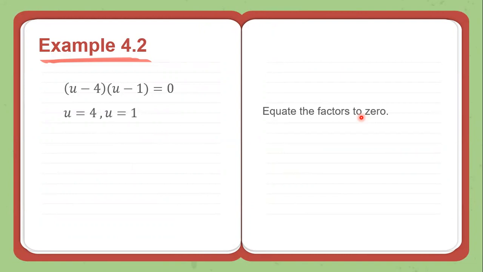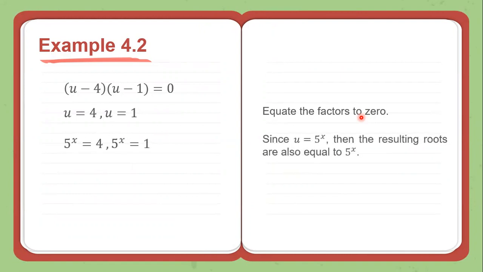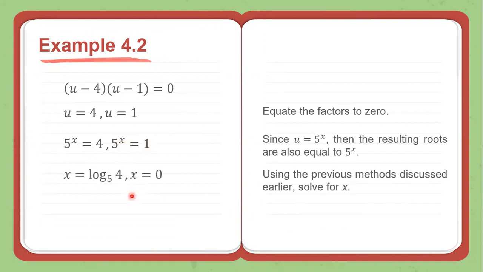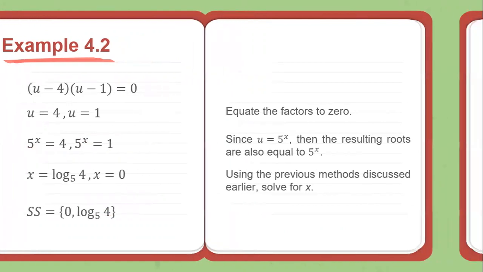Recall again that u was let as 5 raised to x earlier. That's why 5 raised to x is equal to 4 and 5 raised to x is equal to 1. For the first solution, we can again use the definition of a logarithmic equation. That is, x is equal to the logarithm of 4 to the base 5. While for the second solution, we know that any number raised to 0 is equal to 1. So we have these values of x, and the solution set is 0 and the logarithm of 4 to the base 5.